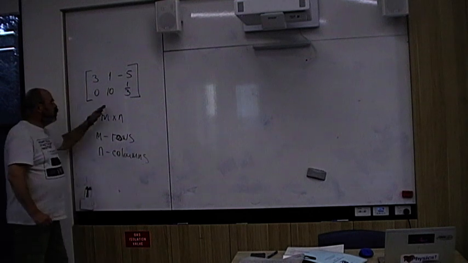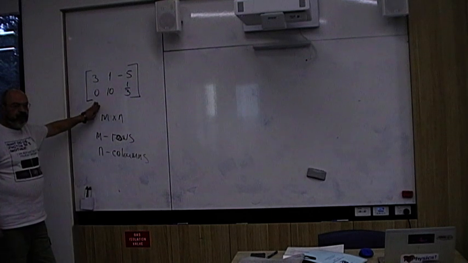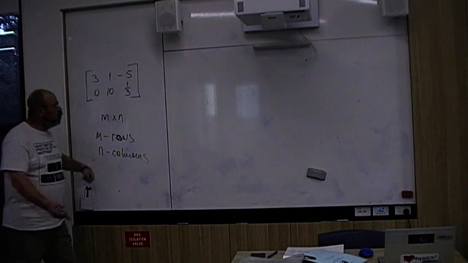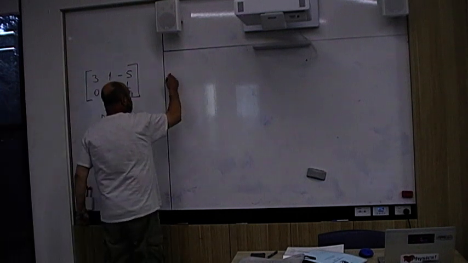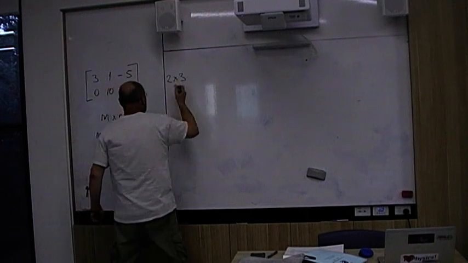So what will be the order of this matrix? Is it like how many rows we have? 2 times 3. 2 rows, 3 columns, so this matrix will be of order 2 by 3. You say 2 by 3. Okay.